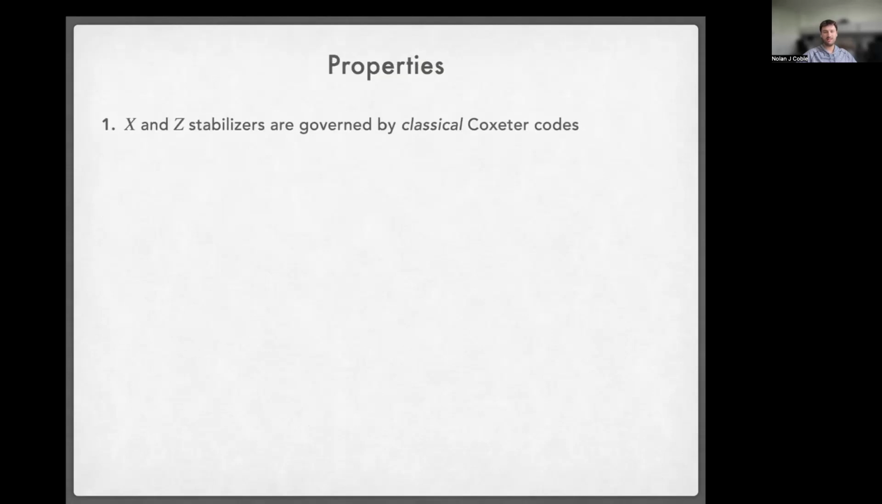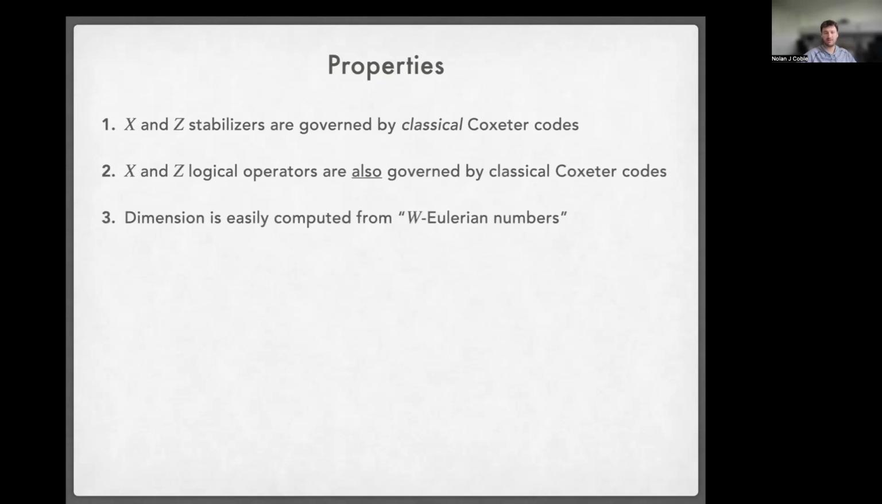What are some properties of these? I didn't say it, but the X and Z stabilizer spaces, the spaces defined by face operators, are governed by something called classical Coxeter codes, which is what the preprint we posted on the arXiv talks about. It turns out that the logical operators, which are essentially undetectable errors for this quantum code, are also given by classical Coxeter codes. We have this nice picture where the stabilizers and logicals are always Coxeter codes, and that's a feature of all these quantum Coxeter codes.